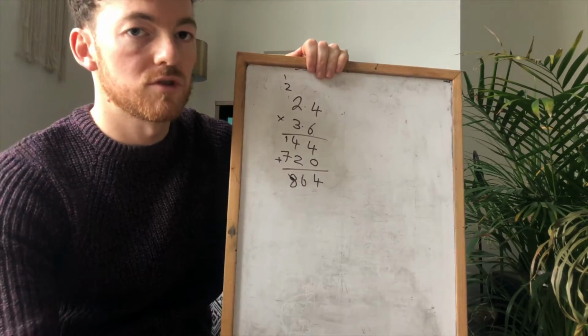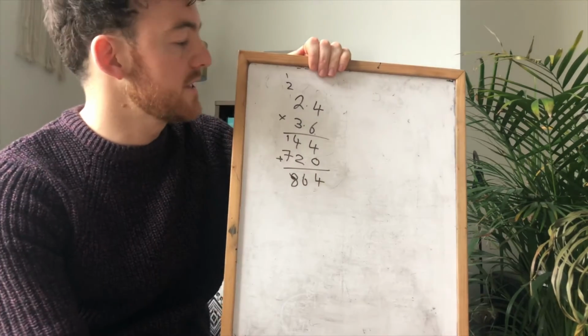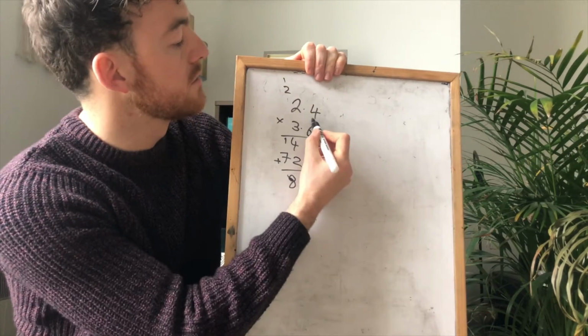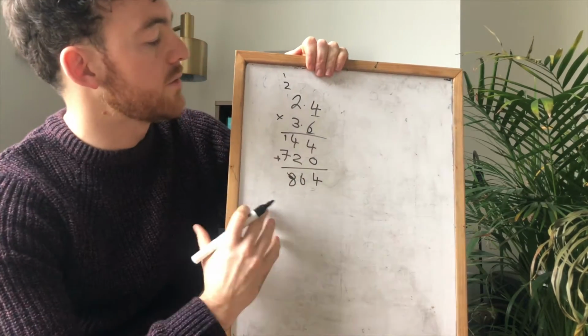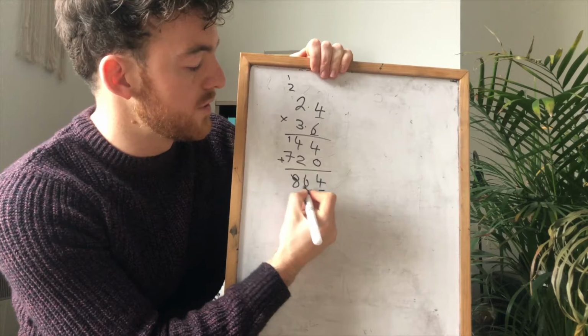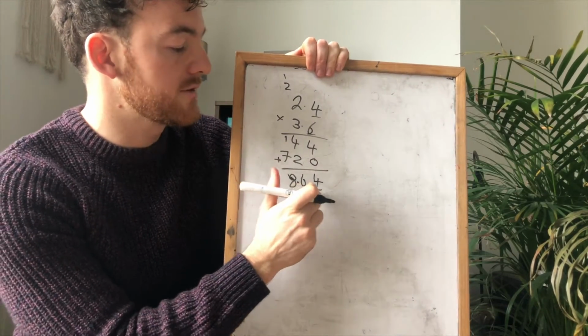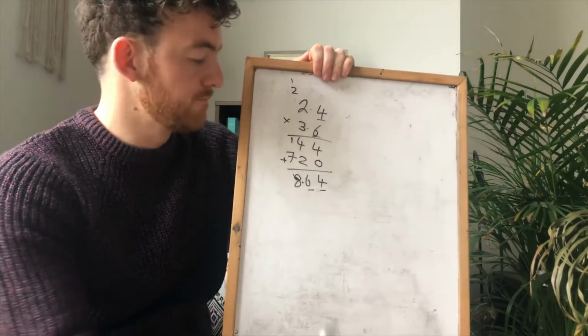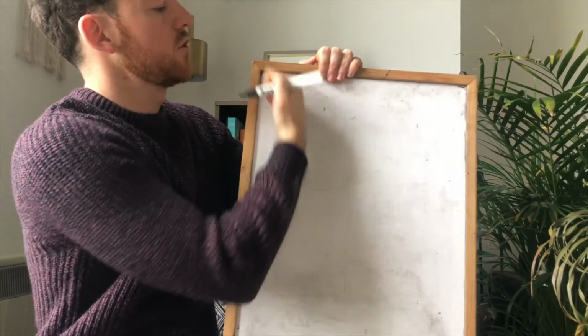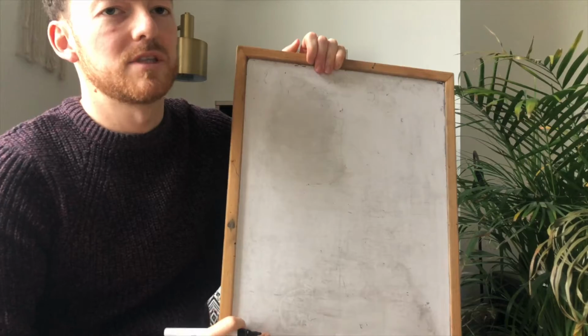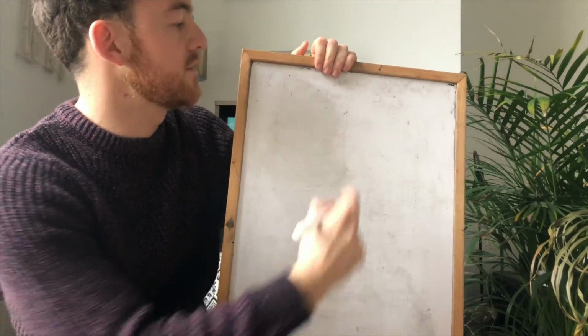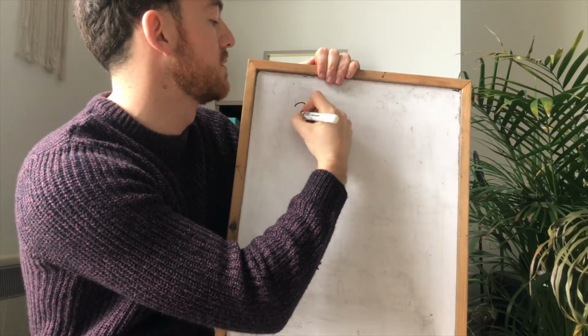So here comes the rule. How many decimal places are in the question? 1, 2 decimal places. So I put 2 decimal places in my answer. My answer, 8.64. Got it? Let's have a look at one more. So what happens if there's more than just 1 decimal place in the first number? Let's have a look at this one.